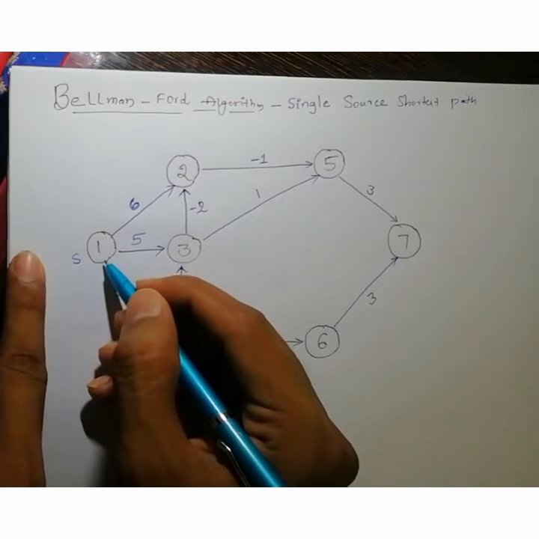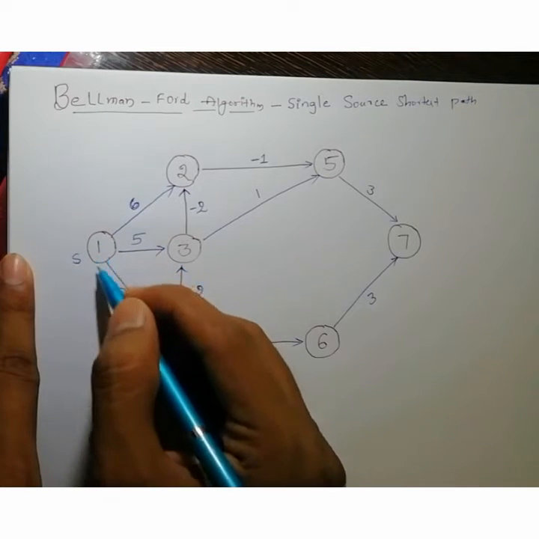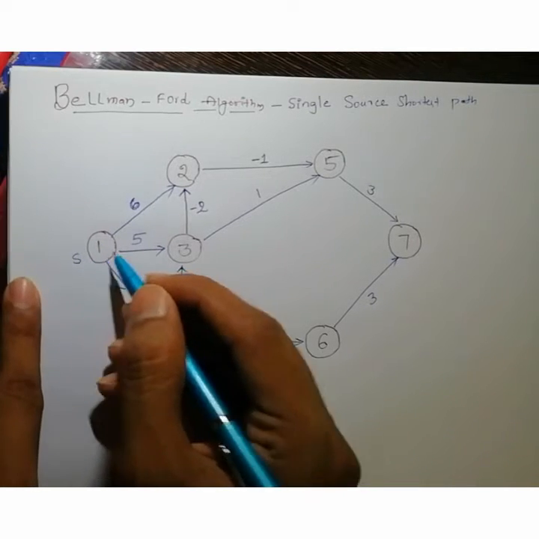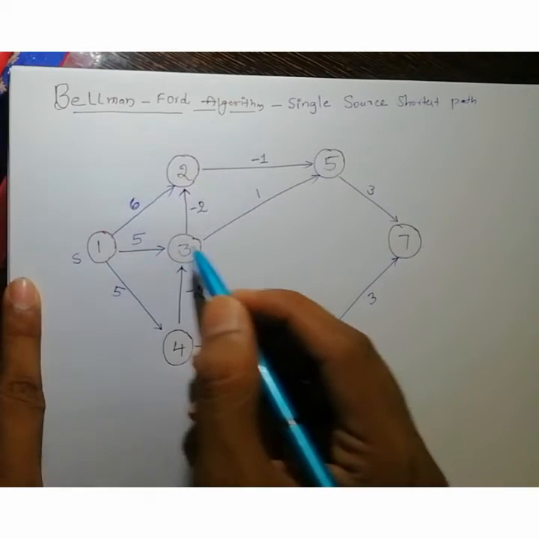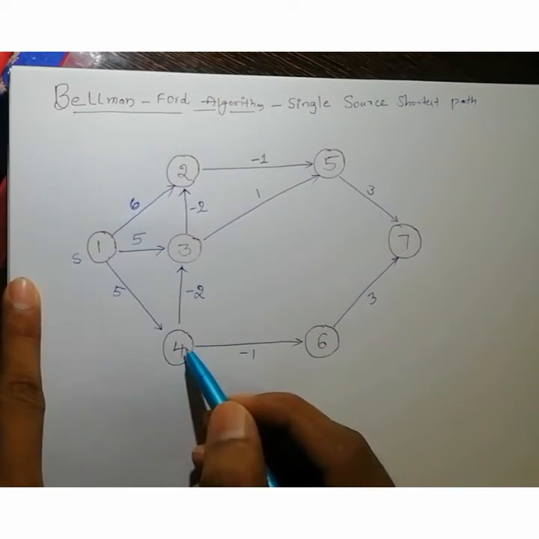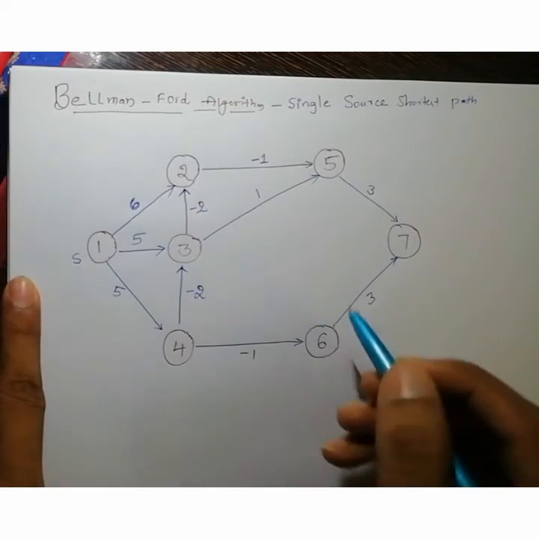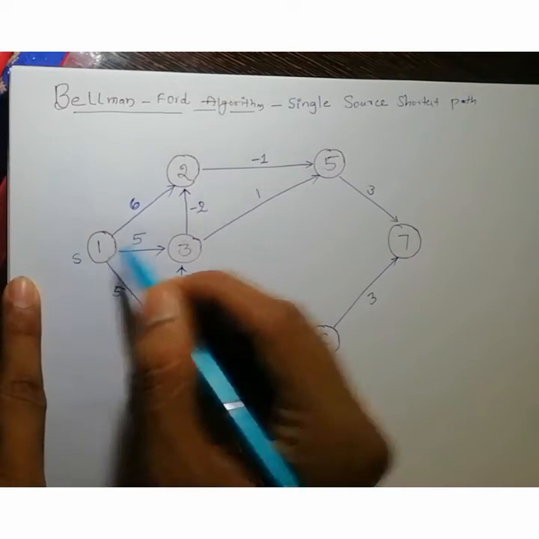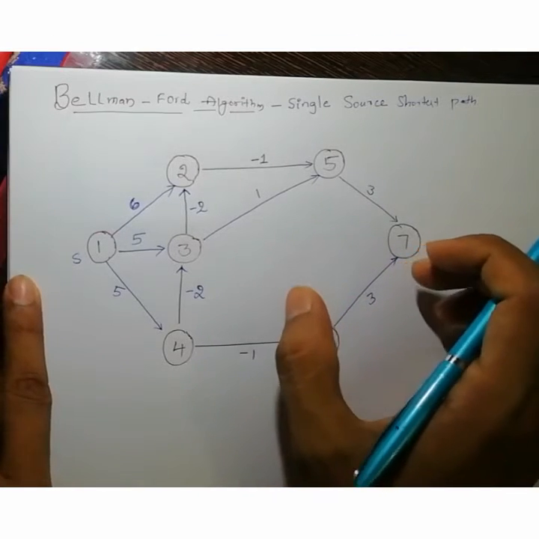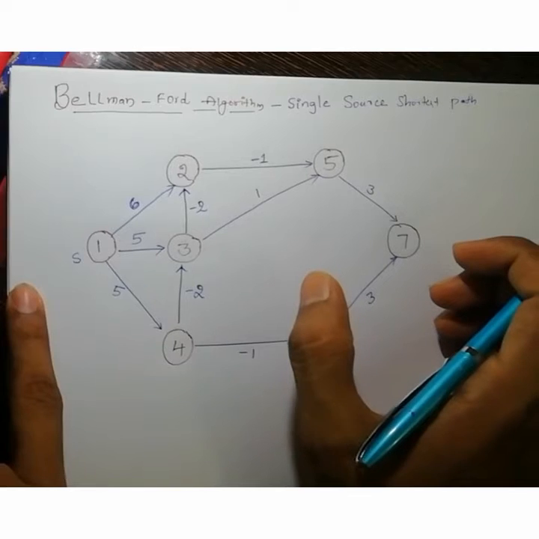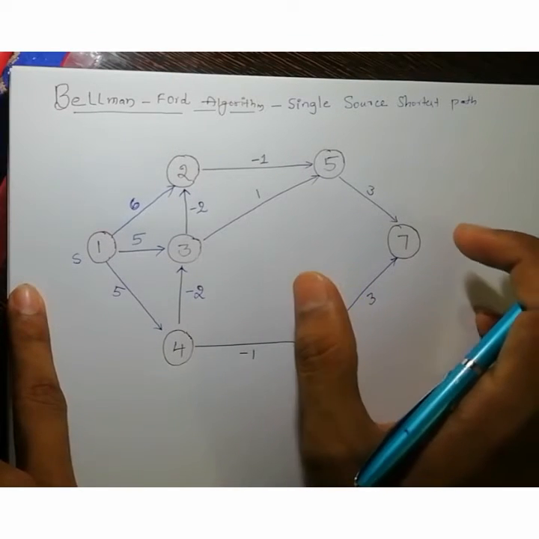Because incoming edges are 0, we are considering 1 as the source vertex, and from 1 what is the minimum distance to 2, what is the minimum distance to 3, to 4, to 5, to 6, and to 7. So we are finding this, and this is the same as one of your greedy techniques, that is Dijkstra's algorithm. But don't confuse.